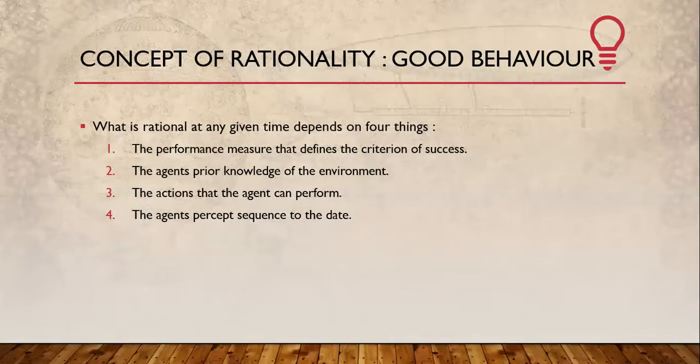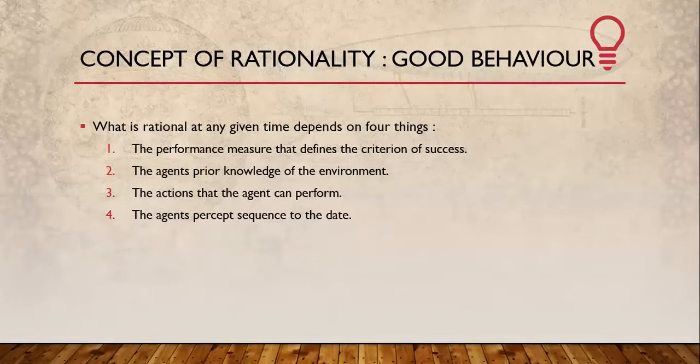Fine. The agent's prior knowledge of the environment: how much the agent is aware of the environment beforehand, which means before the agent starts its working, most of the information about the environment has to already be fed into the agent. In this scenario, the agent can act as a rational agent. The actions that the agent can perform: the better the actions the agent can perform, the more it behaves as a rational agent. And the agent's percept sequence to date: how well the agent is storing the historical data regarding the input that the agent has received.